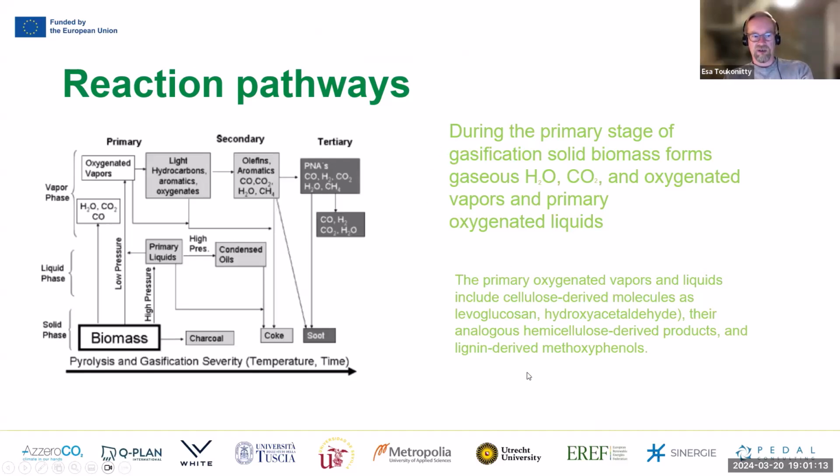These are all from the course textbook, but the primary, secondary, and tertiary stage of gasification. So in the primary stage you get products that are formed from the solid biomass. So somehow that is illustrated in this graph. It's like biomass arrow goes to these products.